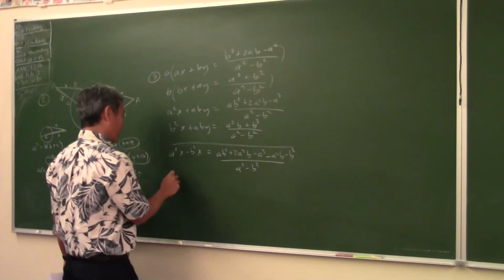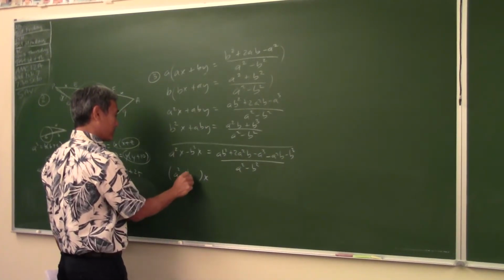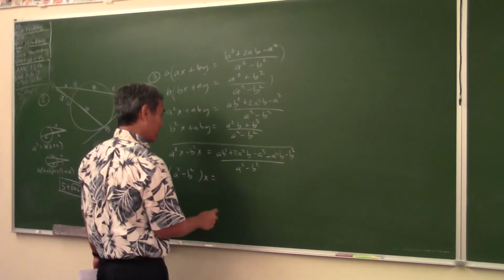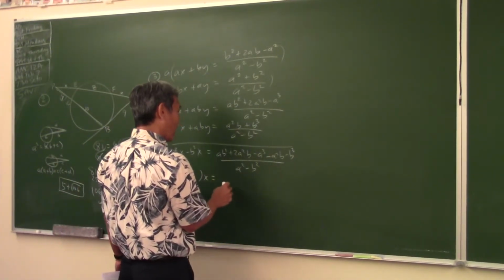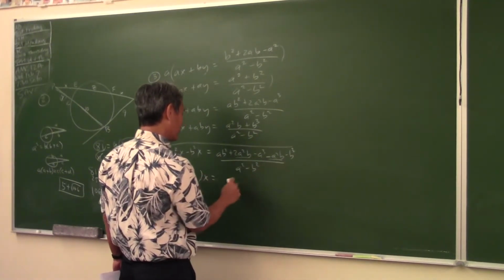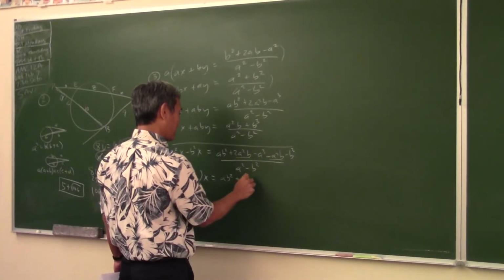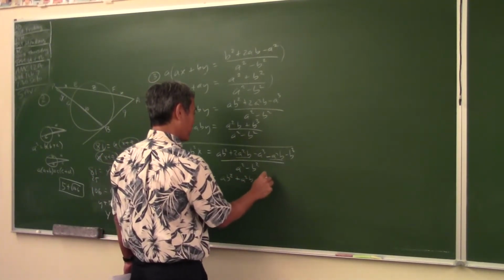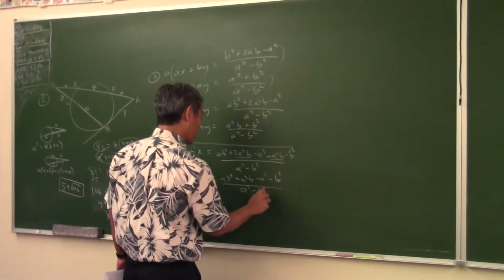And then let's simplify. Factor out the x, and you have a squared minus b squared equals, and then what do we have here? What do we have here? I guess the only thing you can do is add this one and this one, yeah? So ab squared plus a squared b minus a cubed minus b cubed all over a squared minus b squared.